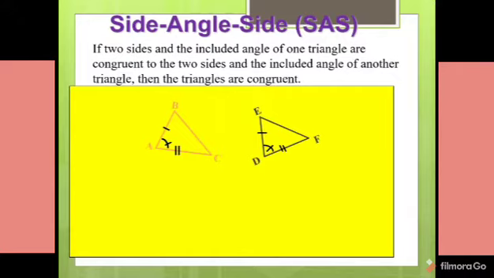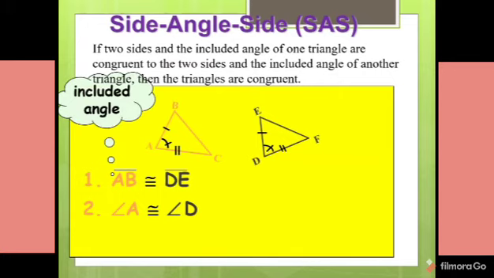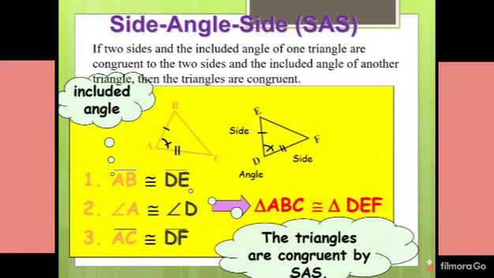Just like in our illustration, you can see the included angle. So from the figure, the first figure, triangle ABC, the included angle there is angle A. And the second triangle DEF, the included angle there is angle D. Now, you could say that segment AB is congruent to DE. Angle A, as the included angle, is congruent to angle D. And segment AC is congruent to segment DF. Therefore, you could say triangle ABC is congruent to triangle DEF. The triangles are congruent by SAS.